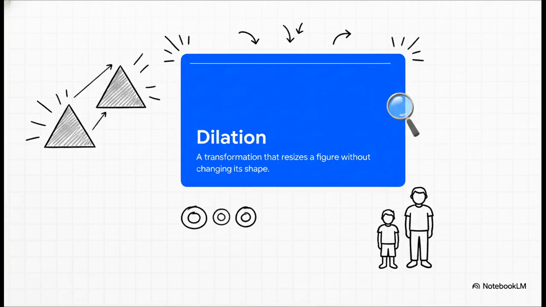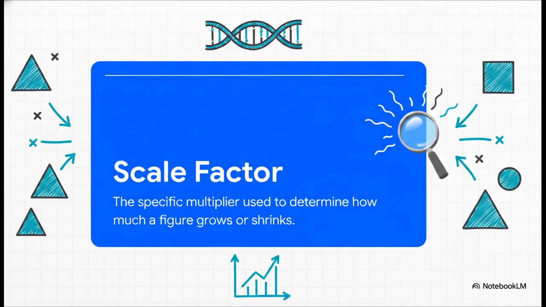Honestly, just think of it like a person growing up. Your core identity, it stays the exact same. You just got taller. Your fundamental angles didn't change, and you didn't magically turn into a completely different shape. You're mathematically similar, just a different size. And that brilliant idea brings us right to our next key term, the scale factor.